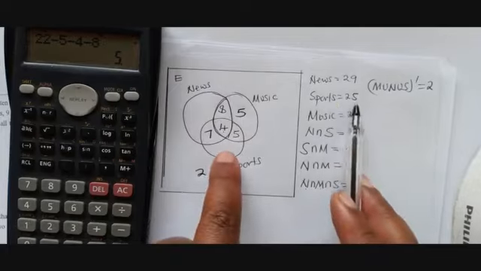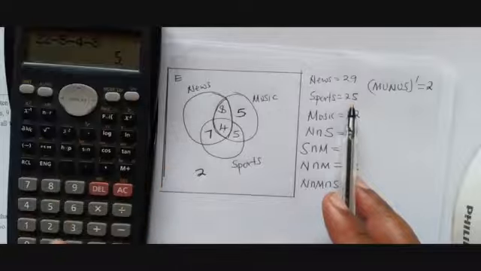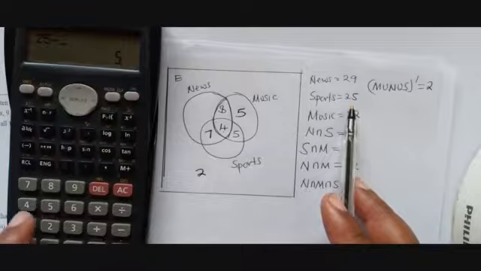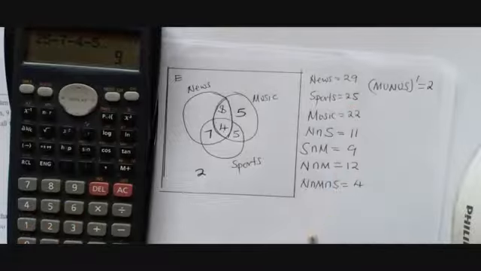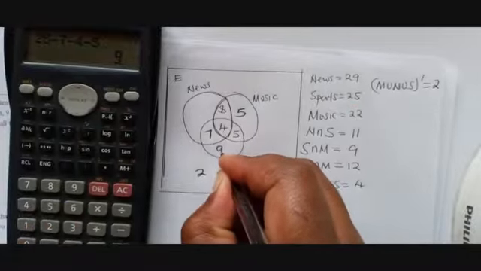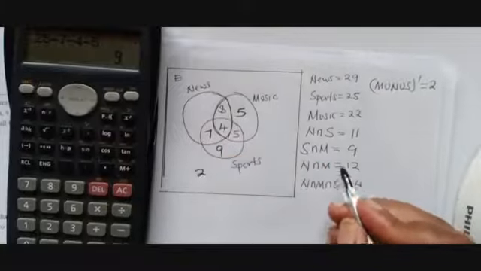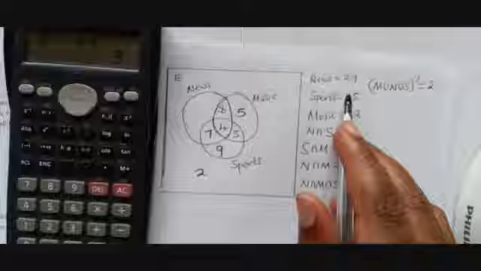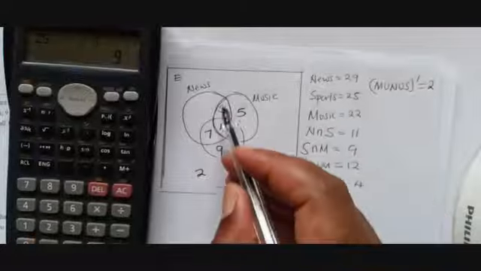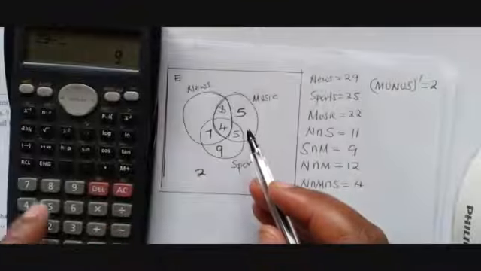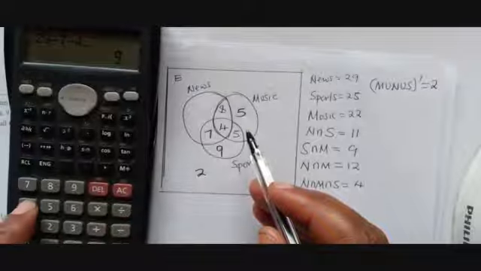They should be 25. So I'll say 25 minus 7 minus 4 minus 5, directly you have 9. So here there will be 9. Then you go to news. How many? 29. You come here and say minus 7, minus 4, minus 8. You have 10.